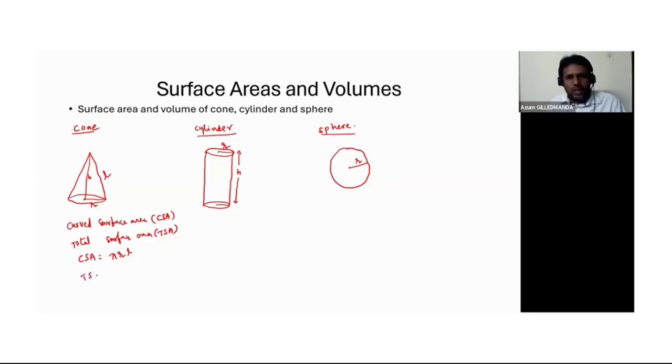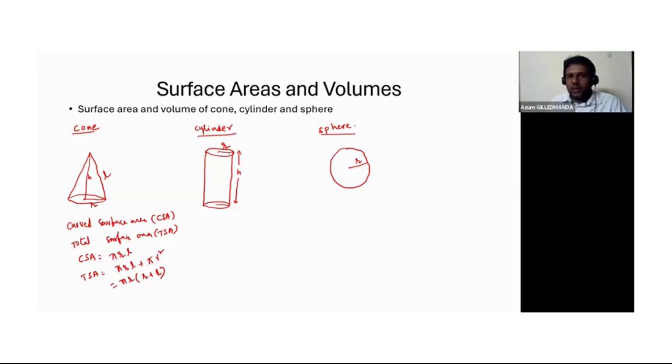And what is TSA? TSA is this curved surface area plus the bottom, which is in the shape of a circle, right? So what is the area of a circle? Pi r square. You understood? So it is pi r L plus pi r square, or I can also write it as pi r into L plus R, or R plus L. Understood? If I take pi r common, it is L plus R or R plus L. Both are the same. So pi r into R plus L. You understood? So this is the CSA and TSA.